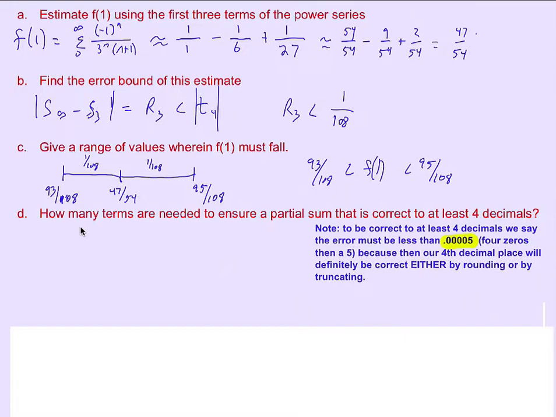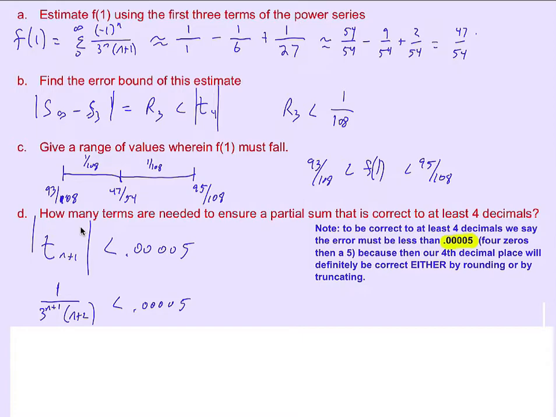But what that means is that the next term, well, I should say the absolute value of the next term, has to be less than 0.00005. And we know that the next term is, again, I'm going to ignore the negative because it's an absolute value, 3 to the n plus 1 over n plus 1 plus 1. So all I need to do is figure out what term we need, or what n needs to be, in order for this to be less than 0.00005.